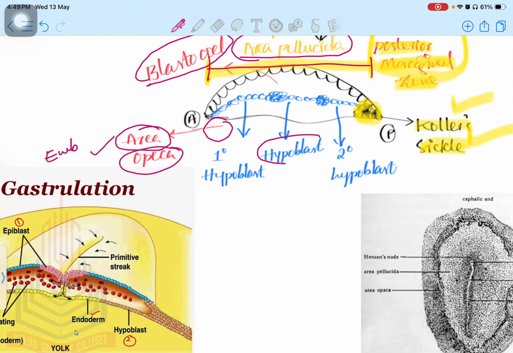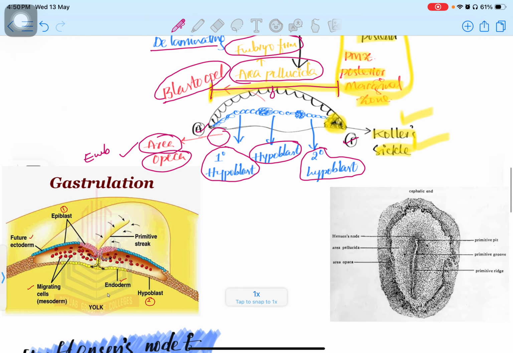As we have seen, hypoblast cells are formed from the epiblast cells, where they fall from the epiblast cells. But when we look at the anterior side, they are known as primary hypoblast. But when we look at the posterior side, they are known as secondary hypoblast cells.